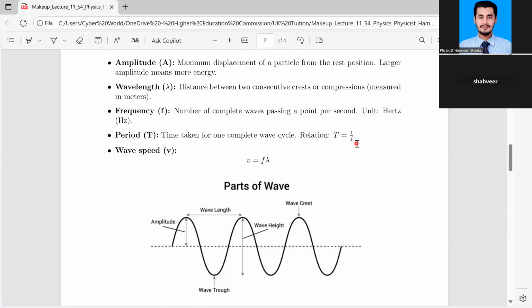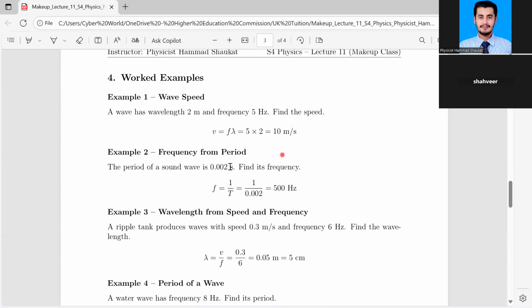So here the time period is given, which is 0.002 seconds. They are asking you to find frequency. If T equals 1 by f, then definitely f is also equal to 1 by T, because T and f are reciprocal. They are opposite to each other. They are inversely proportional to each other. So if you have to find f, it now becomes 1 by T. So 1 divided by 0.002, you will get your answer, which is 500 hertz.